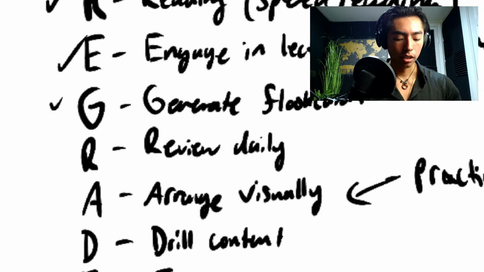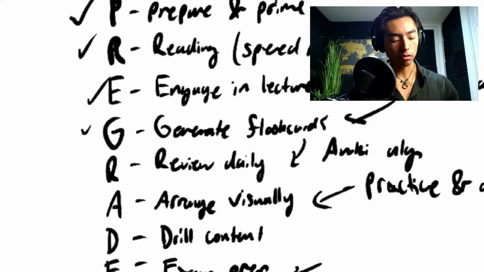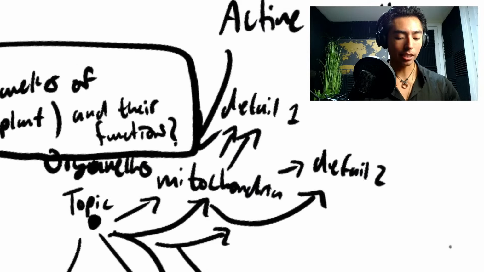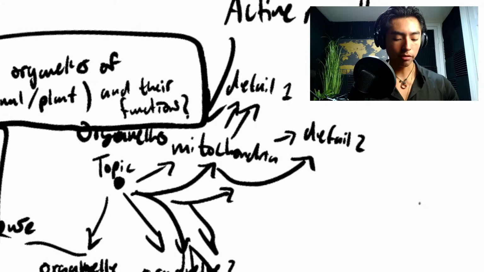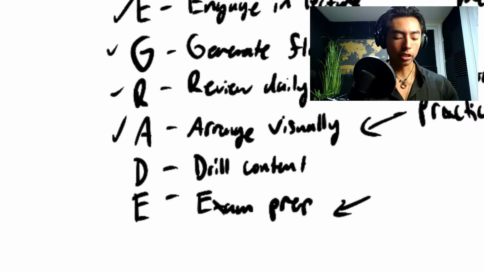Then reviewing daily, so that's pretty much the frequency that you do this, but it's also with the algorithm of Anki. So Anki algorithm, and arrange visually. Let's create mind maps. I showed you a very basic format of making a mind map, but there's a lot more to that. And then drilling the content. So that's how you would do it.